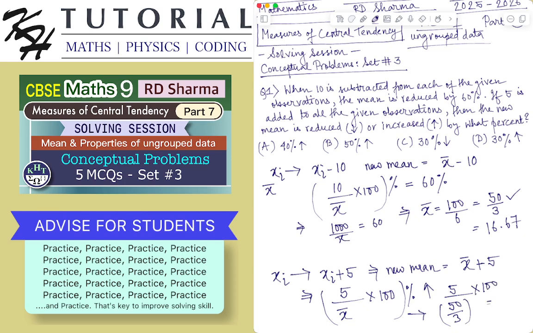This is equal to 500 multiplied by 3 divided by 50. So this is 30%. So the new mean will be increased by 30%. So the correct choice is D. D is the correct choice.